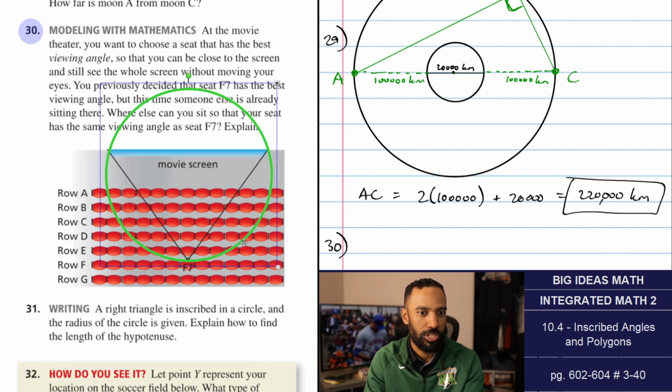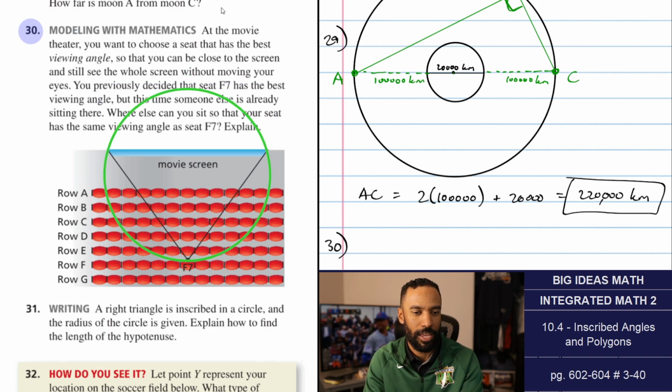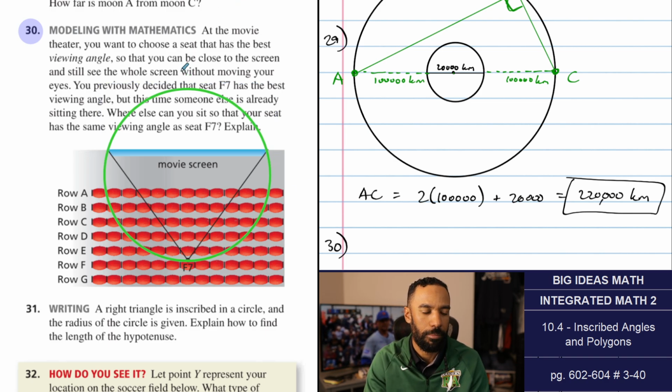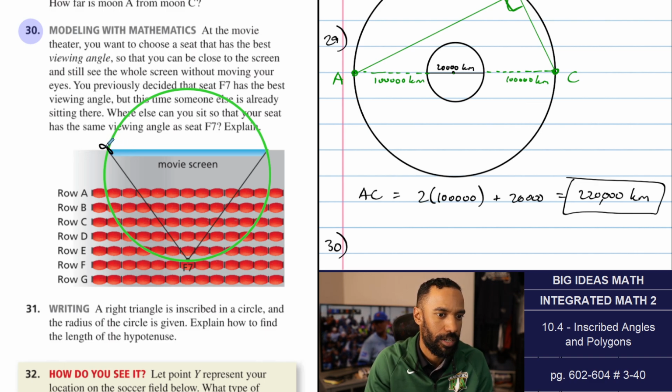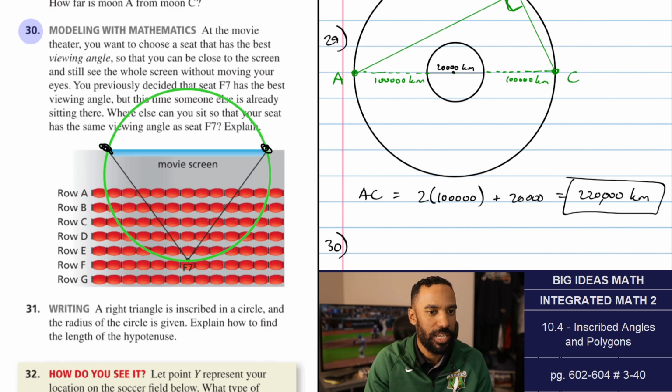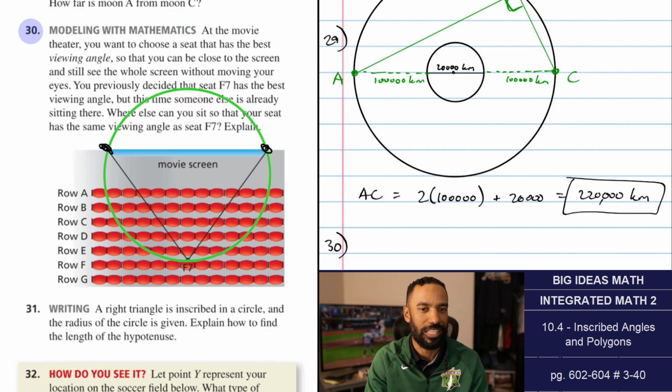But F7 basically represents an inscribed angle where there's a chord made from the endpoints of this thing right here, with this intercepted arc. We just need to make sure that we have another seat that's on that circle that has the same intercepted arc, because it would have the same exact viewing angle for us.